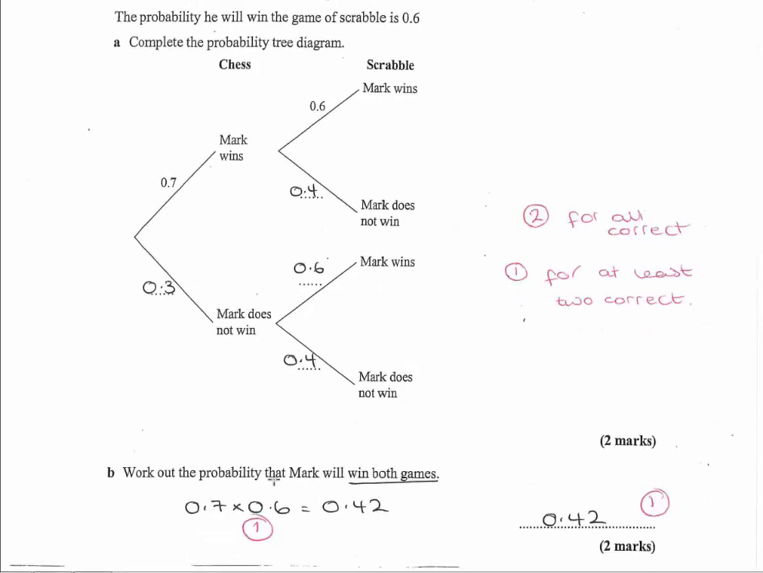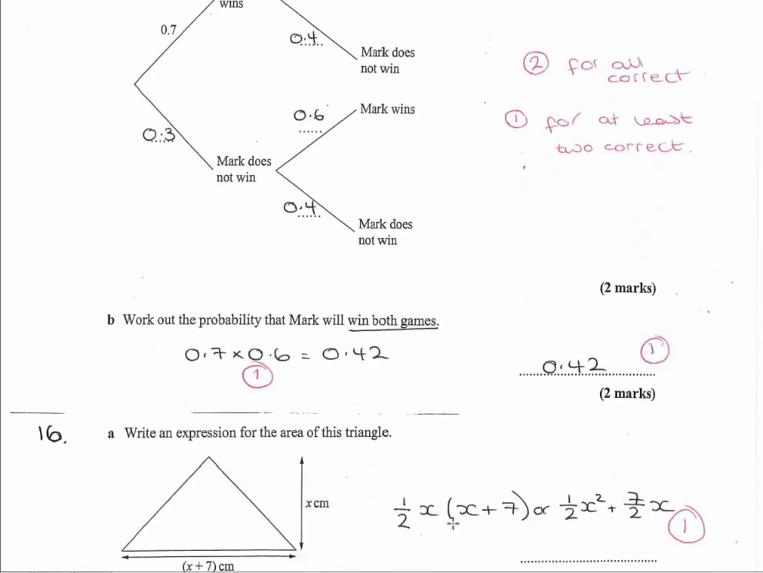The probability that Mark wins both games is going to be 0.7. Well, it's going to be the probability he wins chess and, there's the key word, the probability he wins Scrabble. And whenever you say and, you multiply. So the probability he wins is 0.7 for chess and 0.6 for Scrabble. You multiply them together and get 0.42.